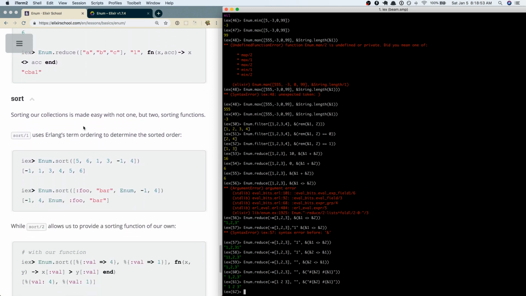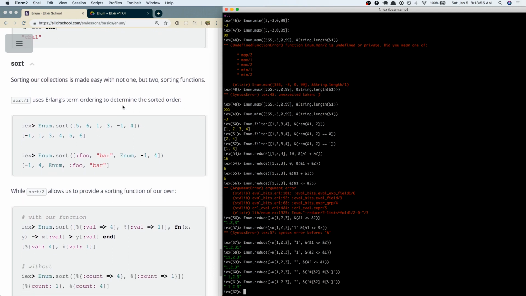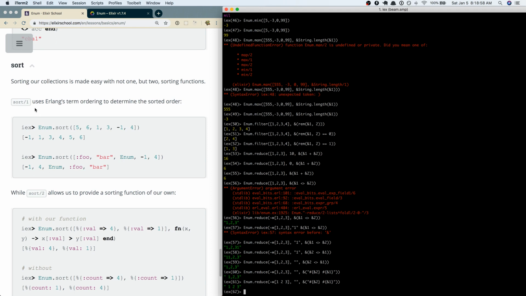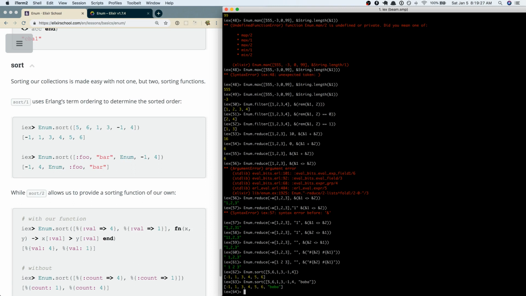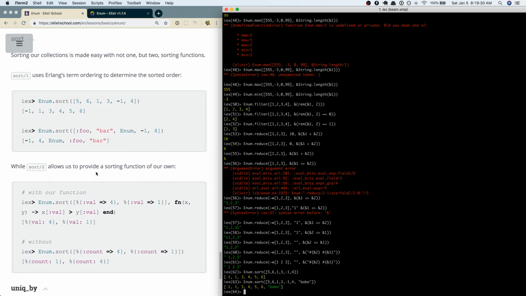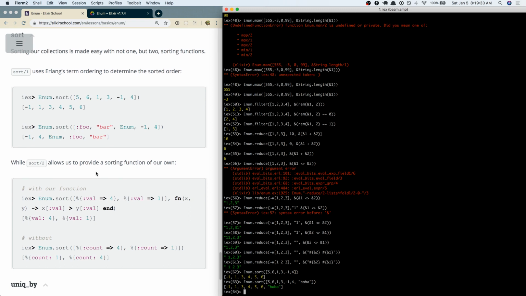Sort. Sorting our collections is made easy with not one, but two sorting functions. Sort/1 uses Erlang's term ordering to determine the sorted order. Sort/2 allows us to provide a sorting function of our own.